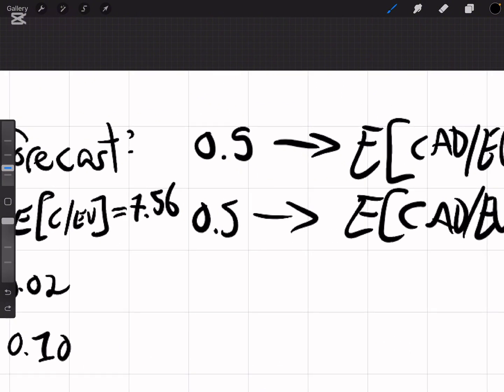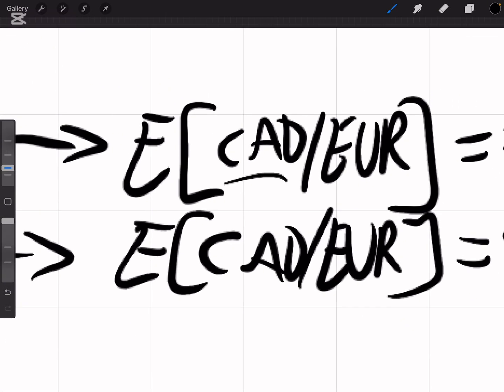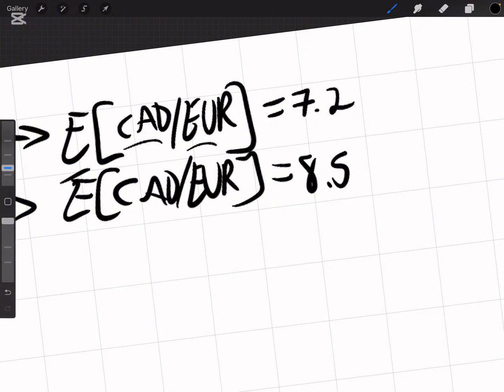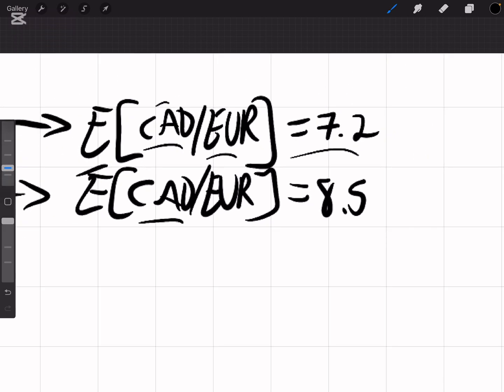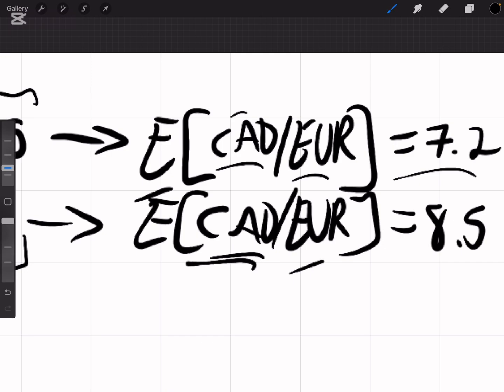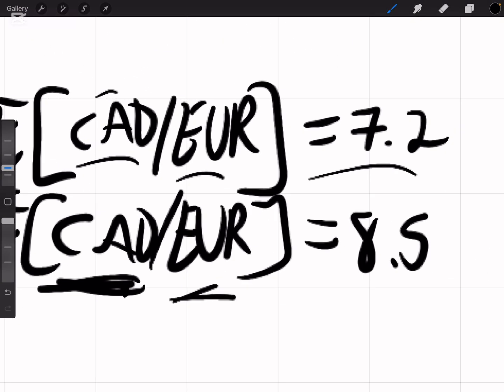We got two situations here. There's a 50% chance of either of them happening. This is the Canadian to euro exchange rate. This would be if the CAD appreciates, so we have some sort of solid growth happening. And then over here we have a global recession, but it would be more like if CAD tanked with respect to the euro, so like recessionary.